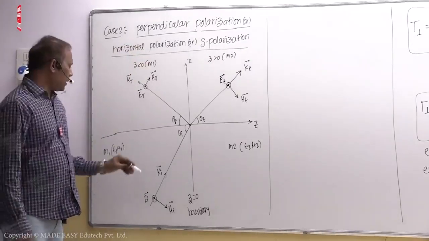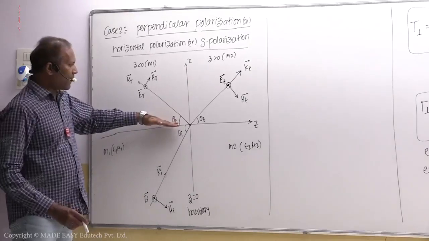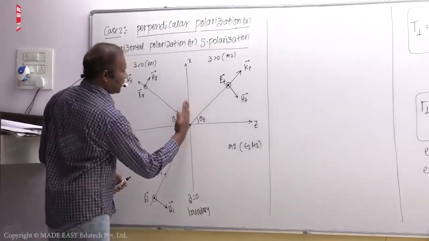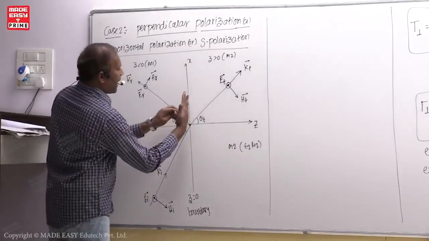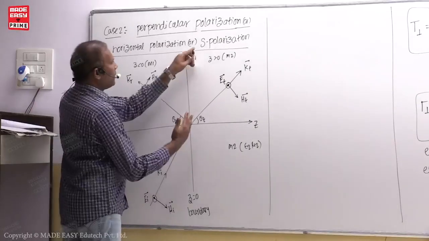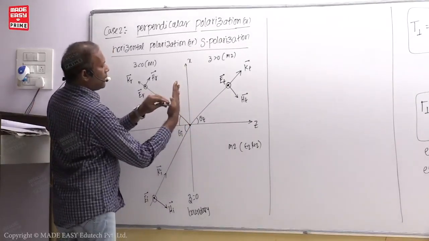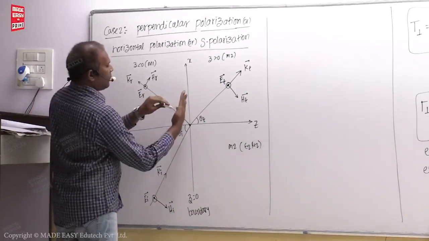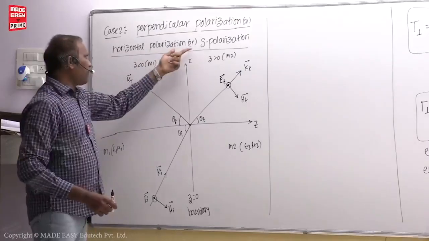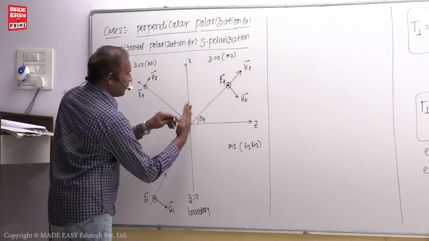Or otherwise, this one is the reflecting surface. So this electric field is parallel to the reflecting surface. Here S stands for surface, so S polarization, and it is also horizontal to the boundary surface. That is why it is called horizontal polarization. So these names came from the electric field being horizontal to the boundary surface.